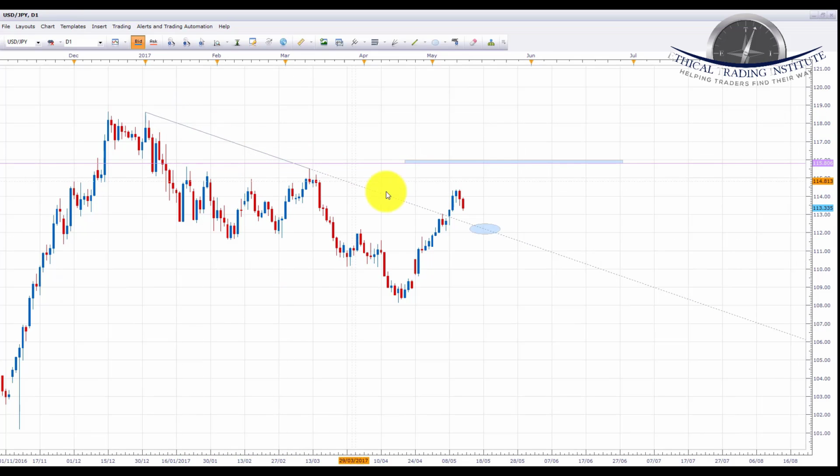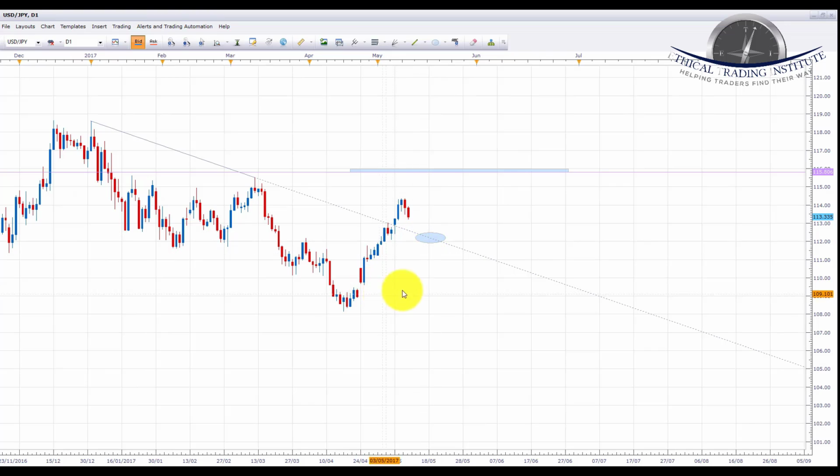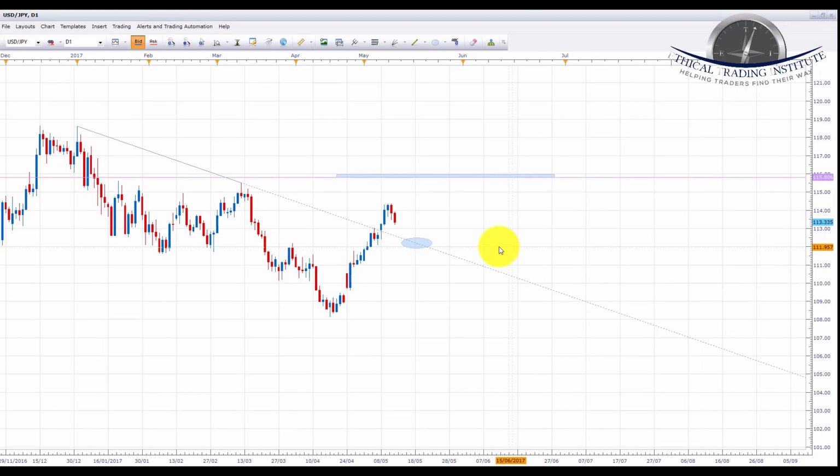US dollar Japanese yen. US dollar Japanese yen did break out of this major down sloping trend line here, and it has just started to pull back. So I'm looking for a pullback potentially to the 112.00 level and a retest of this broken trend line. But generally speaking, we are looking to initiate longs on this pair, and I am looking to take some long positions up to the 115.80 area of resistance up here, possibly next week.